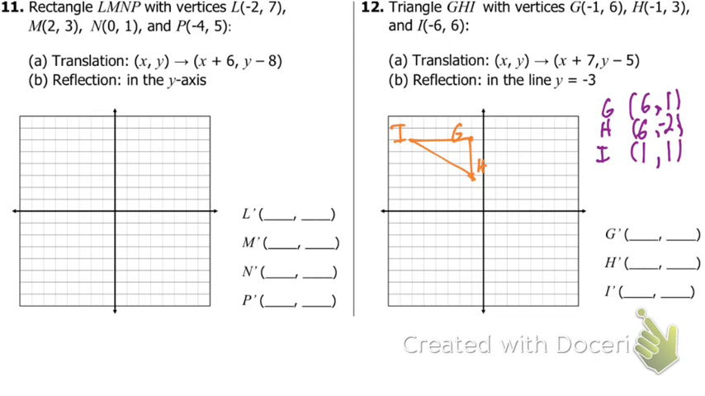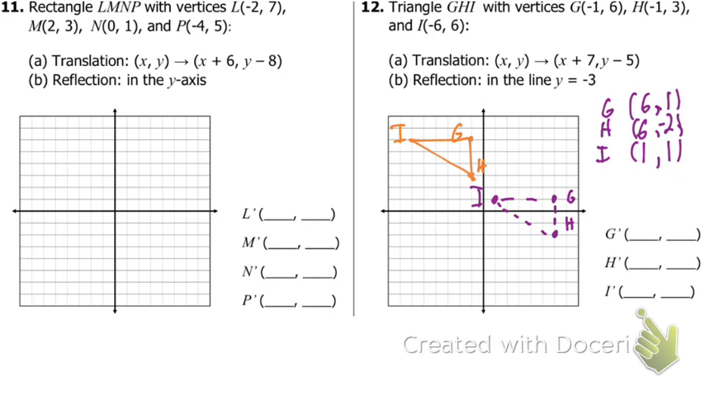So once again, for anyone who has not finished this yet or not had it checked, this is for you. So G, 6, 1, H, 6, negative 2, and I, 1, 1. And I'm going to do this in my dash line. That way we know it's the rough draft.